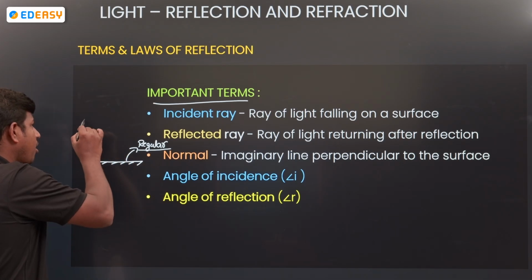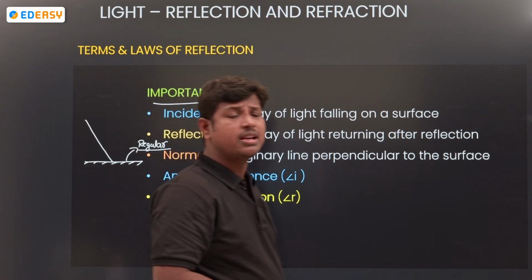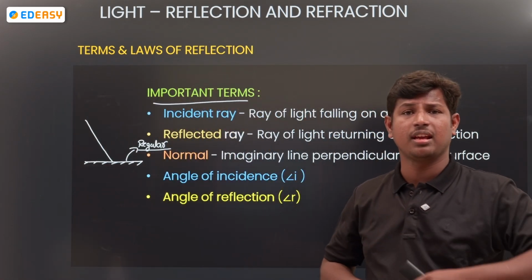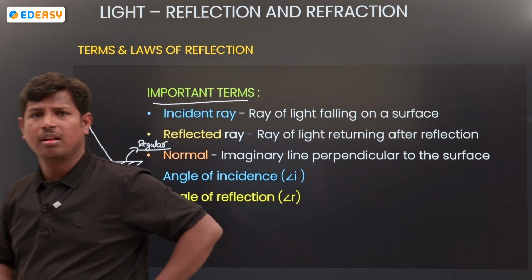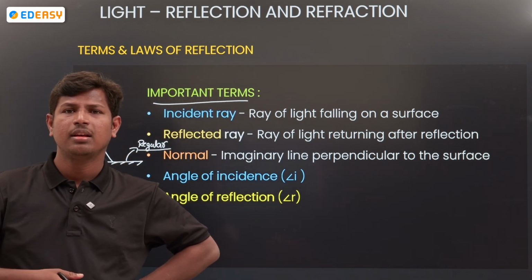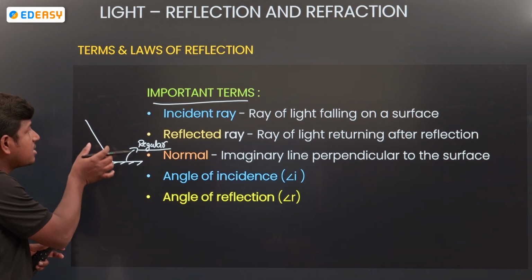Next, I am drawing one line here, one ray I am drawing here. Can you tell me what that ray is? Either it is incident or reflected or normal. How can you say which ray it is? The thing you have to identify here is the direction.